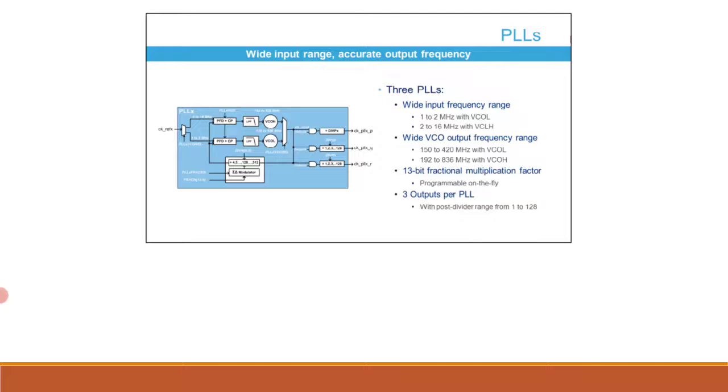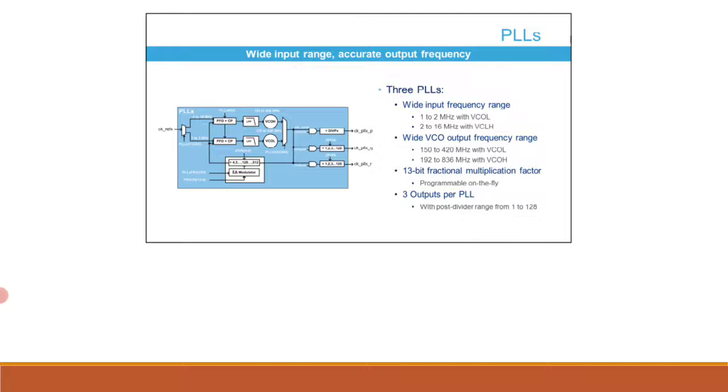The PLLs also provide three different outputs which are all derived from the VCO output via post dividers DIVP, DIVQ and DIVR. In addition, it is possible to change the values of the post dividers without disabling the PLLs. The application just needs to disable the corresponding post divider, change the division ratio and re-enable the post divider.